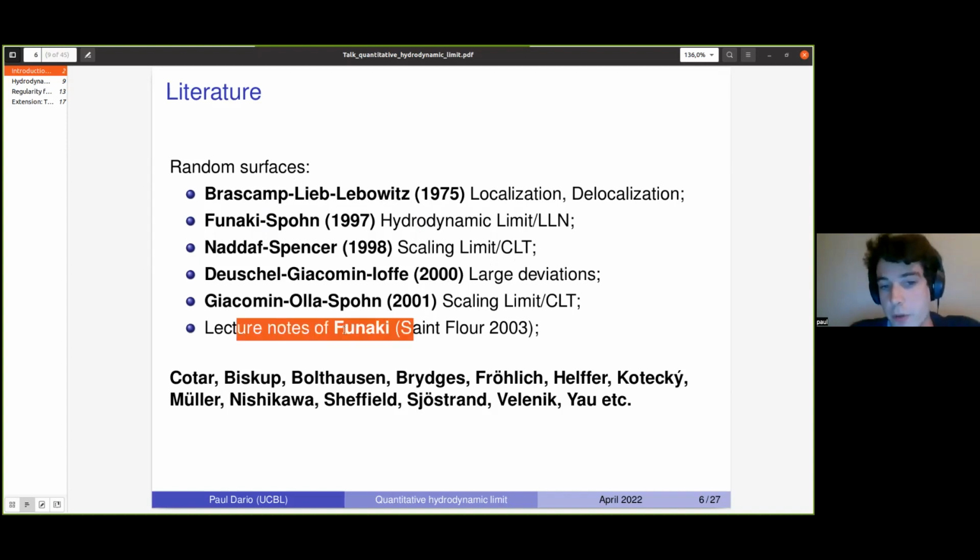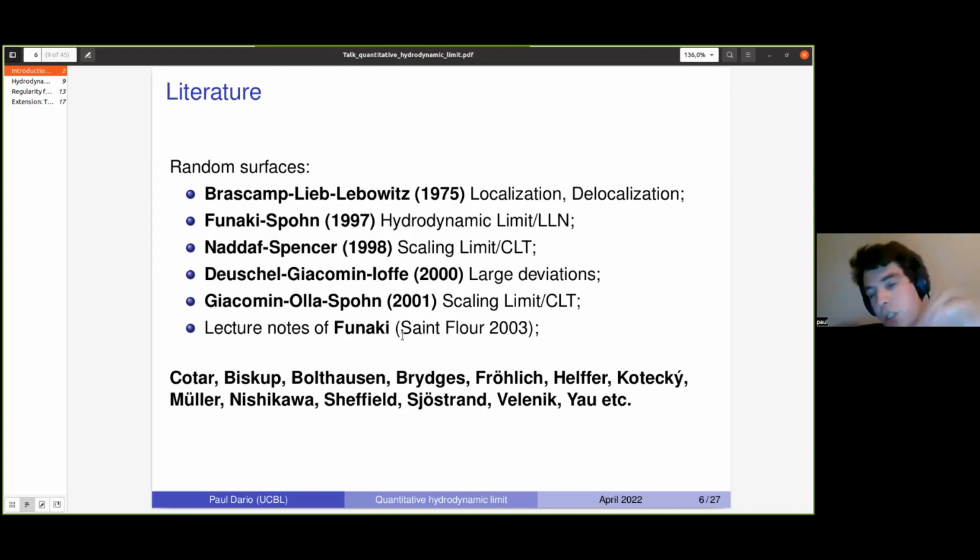And if you want to learn more about this system and what we can say about it, Funaki has written lecture notes for Saint-Flour in 2003, which summarize quite well what we knew at the time.